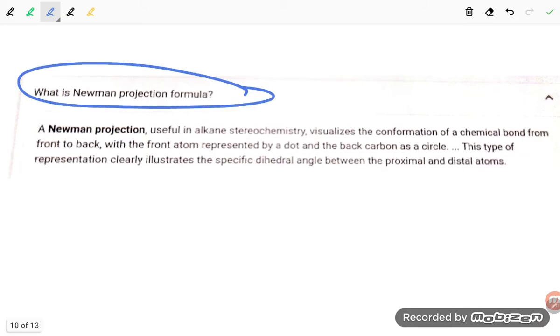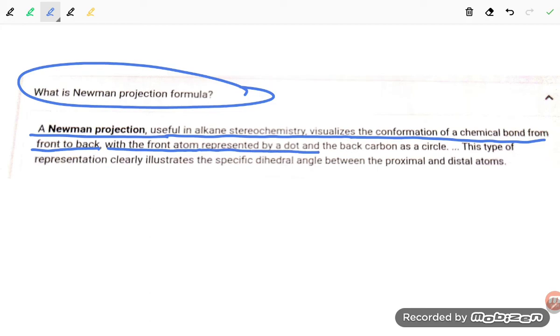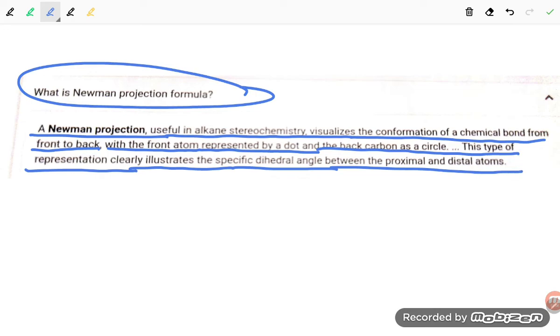What is a Newman projection formula? A Newman projection, useful in alkane stereochemistry, visualizes the conformation of a chemical bond from front to back, with the front atom represented by a dot and the back carbon atom by a circle. This type of representation clearly illustrates the specific dihedral angle between the proximal and distal atoms.